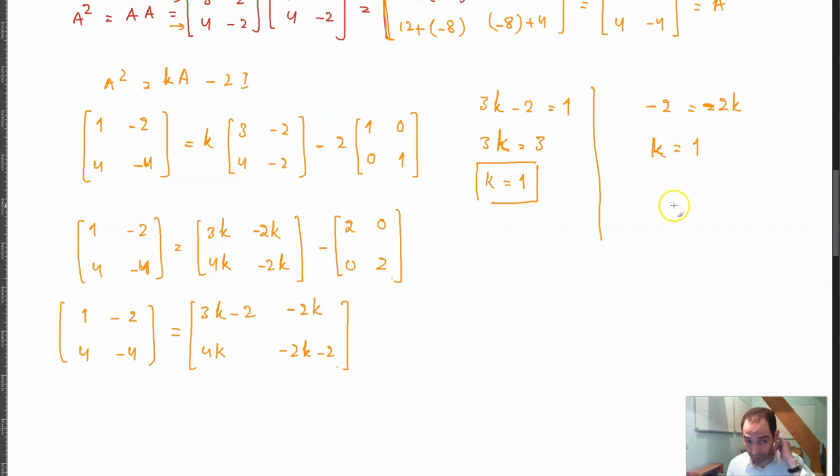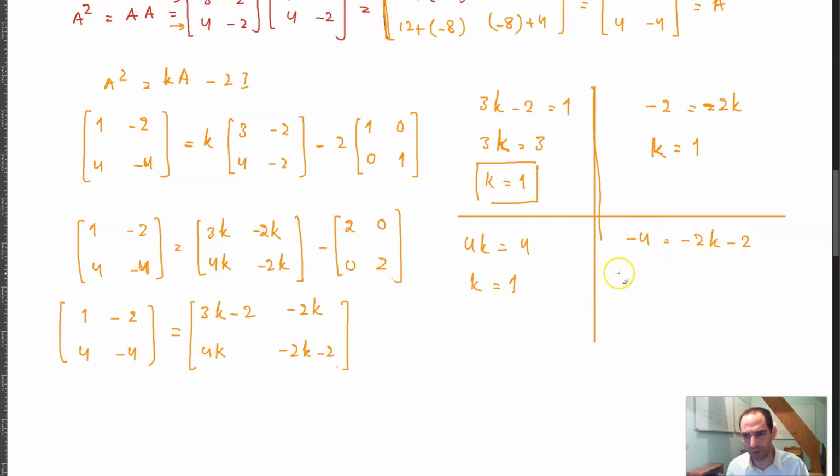Now if I take, for example, over here 4K is equal to 4, then K is equal to 1. If I take negative 4 is equal to negative 2K minus 2, then negative 2K is equal to negative 2, that means that K is equal to 1, and so on. Therefore, K is equal to 1. So that is basically the value of K here.